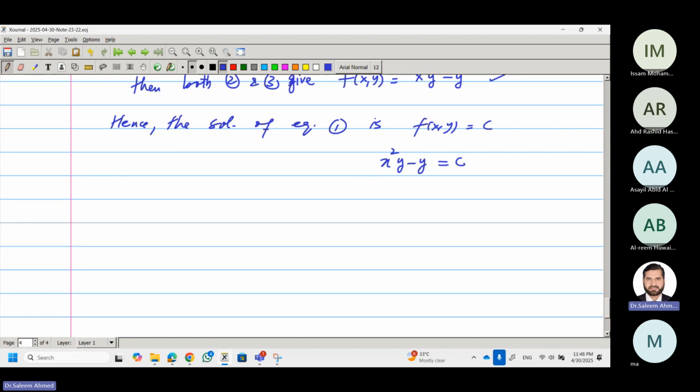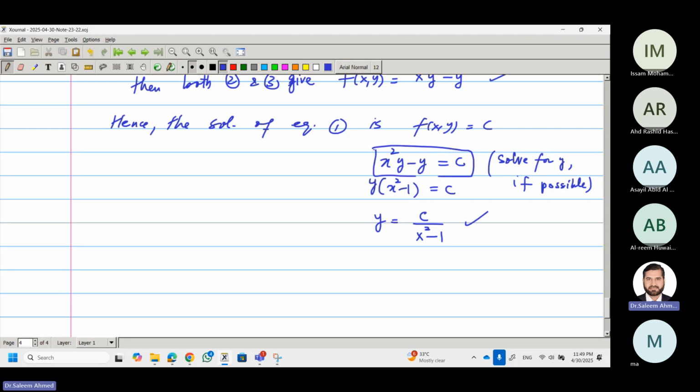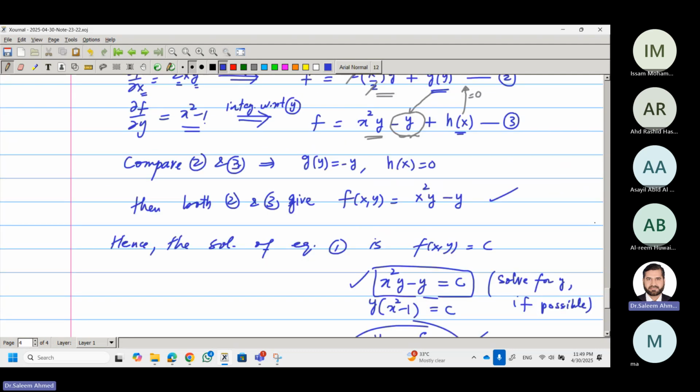If you can find y from here, it's good. If not, then don't worry. Solve for y if possible. So see here, if I take y common, it becomes y times (x square minus 1) is equal to c. So I can divide by x square minus 1 over there, so it becomes y equal to c divided by x square minus 1. If it is not possible, you can leave it here as well. This is also a correct solution, no problem. If it is possible, it's good to write like that.